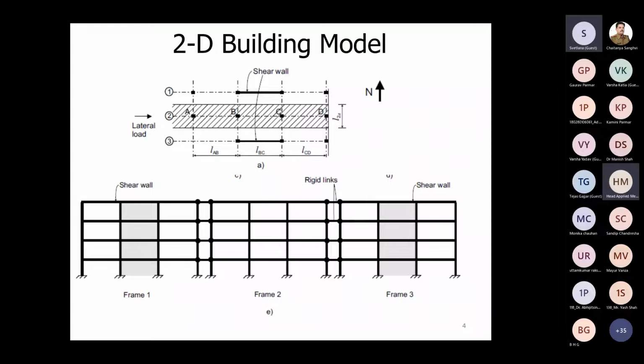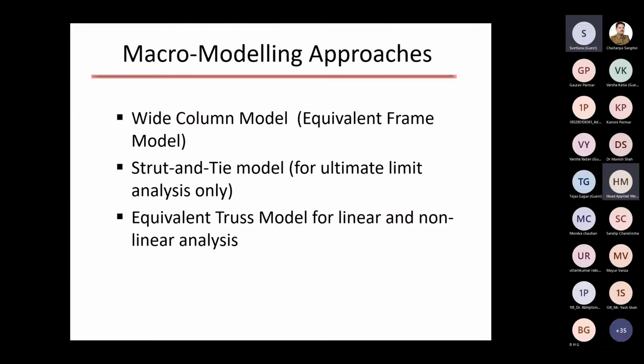It, of course, may be more time consuming than just a 3D model, but it is possible once you have the properties of the elements. Now, the main topic is macro modeling approaches for confined masonry buildings. So we will talk about the wide column model, which is also known as the equivalent frame model, particularly in reinforced concrete structures. The model is coming from reinforced concrete structures.